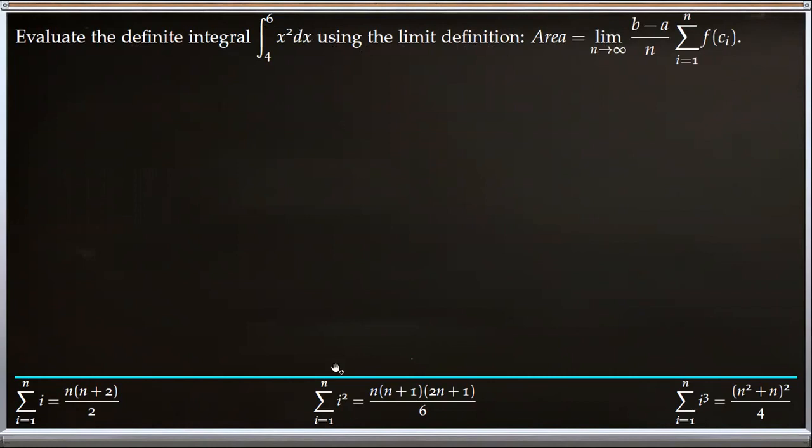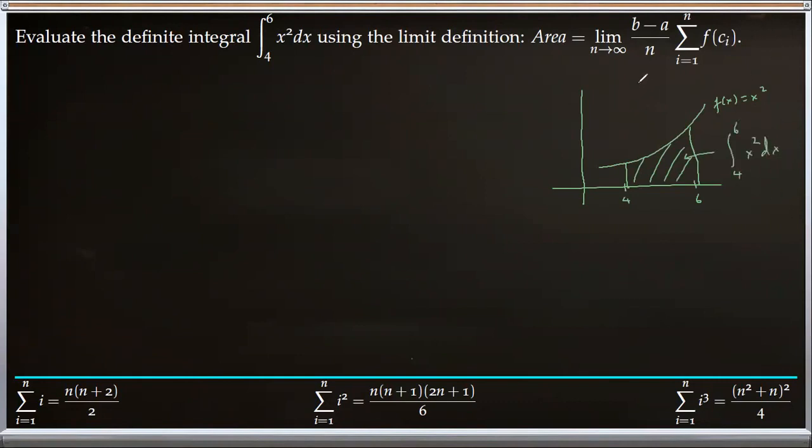First, let's try to draw the graph of what we are trying to figure out. The problem wants us to find the definite integral of x squared from 4 to 6. The function x squared looks like this one. So this is f of x equals x squared, and we are looking at the region from 4 to 6. So we want to find this area, because this area will give us the integral from 4 to 6 of x squared dx.